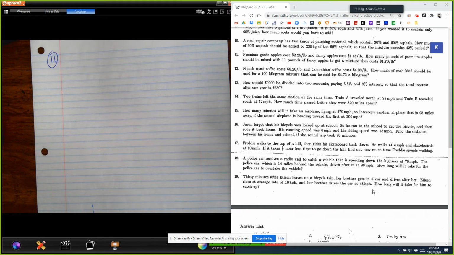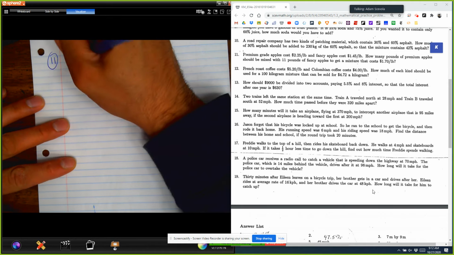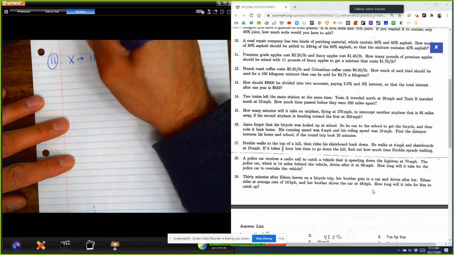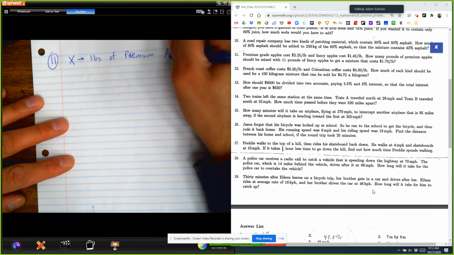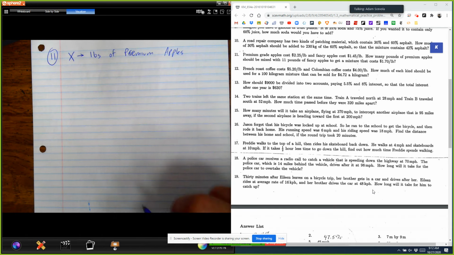So it says how many pounds of premium apples should be mixed with 11 pounds of fancy apples to get that mixture. All right, so that means our variable is going to be X, and it's going to be pounds of premium apples. All right, now we already know how many pounds of fancy apples we have.